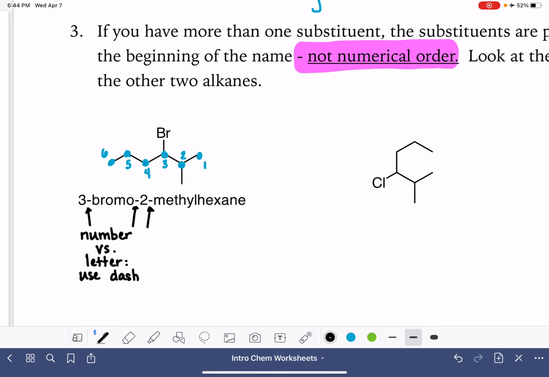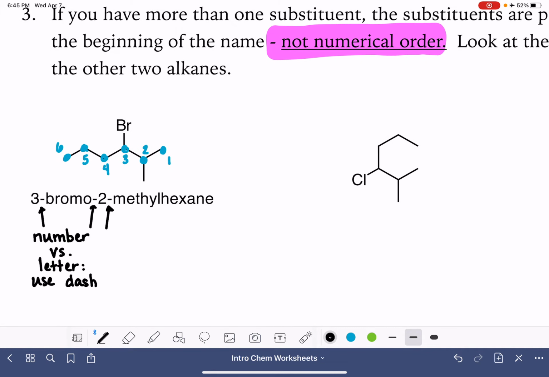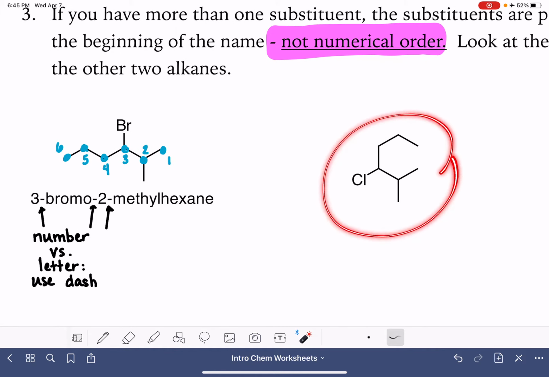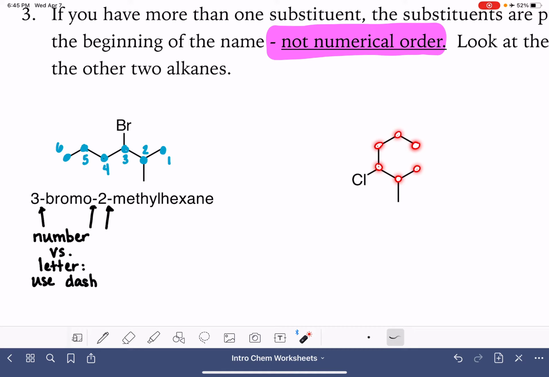Let's try practicing with our next example over here. First thing that we have to do is find the longest chain of carbons. We could start at any one of these ending points, and we just want to count to another ending point. So if I start here and I count 1, 2, 3, 4, 5, 6. If I count to this end, 1, 2, 3, 4, 5, 6. So it's a tie, and that happens quite a bit. If it's a tie, you just pick one, whichever one. It's not going to make a difference. I'm going to go with this one.